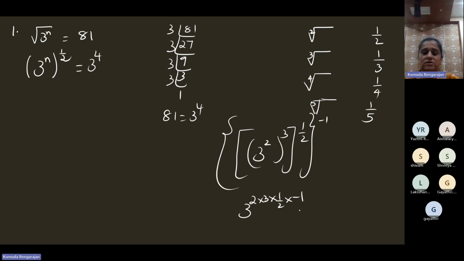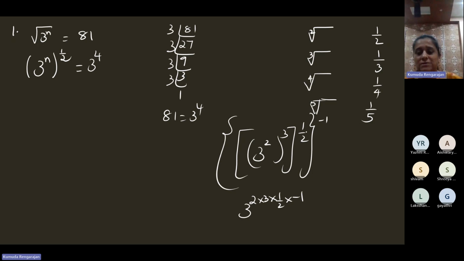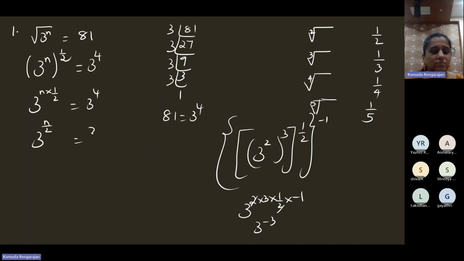Multiply all the powers. You can see the base 3 is raised to many powers. Multiply all the powers: 2 into 3 into 1 by 2 into -1. So whatever, this was just an example. All right, like this. So here, 3 to the power n into 1 by 2. Multiply the powers is equal to 3 to the power 4. 3 to the power n by 2 is equal to 3 to the power 4.